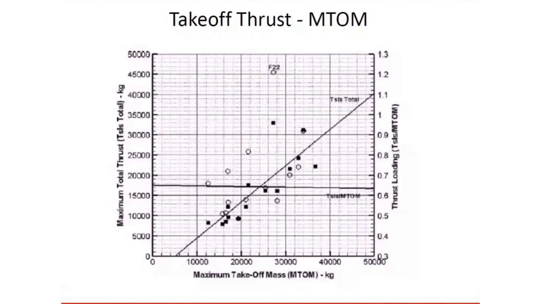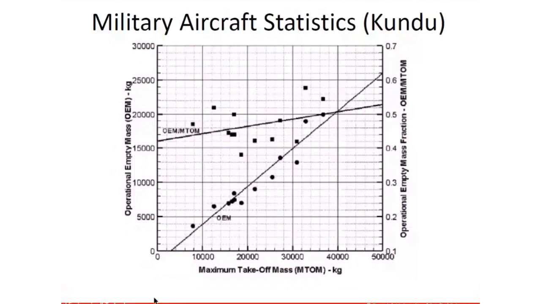If you look at military aircraft statistics from Kundu's book, maximum takeoff mass in kgs is on one side, and operational empty mass is the other, and then of course the portion of that which will be the operational empty mass is this. So for around 12,000 kgs Tejas, you have an operational empty mass close to 5,000 kgs, roughly 50%. That's something which you cannot get away with. Similar for different kinds of heavier aircraft. This is for the internal fuel load.